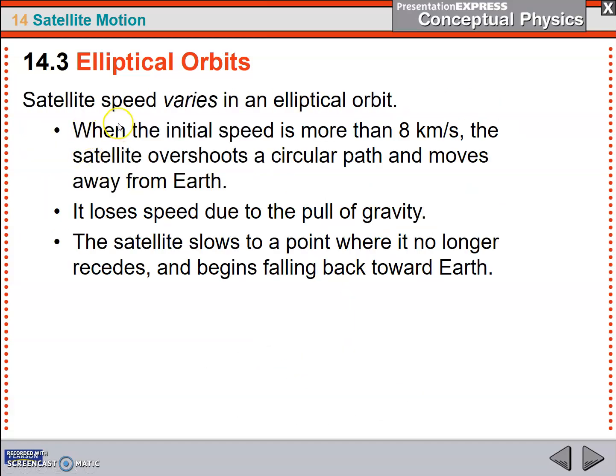So the trick about the ellipse orbit, though, is that the satellite speed varies in an elliptical orbit. You need to have 8 kilometers per second to get into an orbit, but they like to go a little faster just to have a little extra cushion. And once you're going more than the exact correct speed, the satellite overshoots the circular path and it moves away from the Earth and it loses speed due to the pull of gravity, and then it slows to a point where it falls back in.